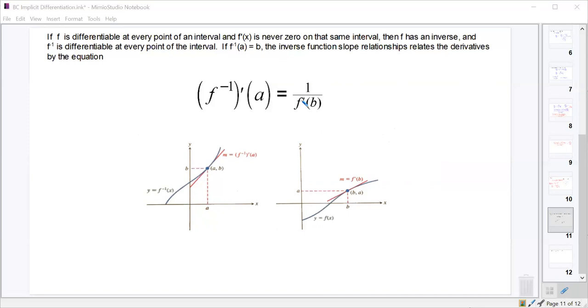The inverse rule for derivatives says that if you have two functions that are inverses that share a point AB or BA, and so if the function has AB or the inverse has AB, then the other function has BA on it, then the inverse's derivative at A is equal to 1 over the original function's derivative at B. You guys remember that rule? Does that sound familiar?